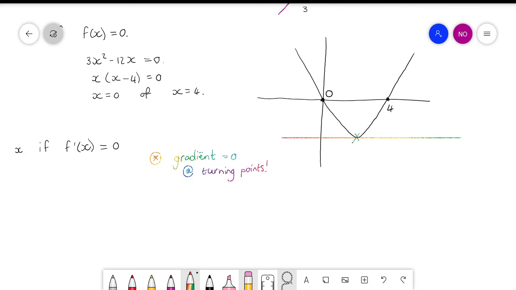If that's the turning point, then that glitter line is the tangent to the graph at that point.